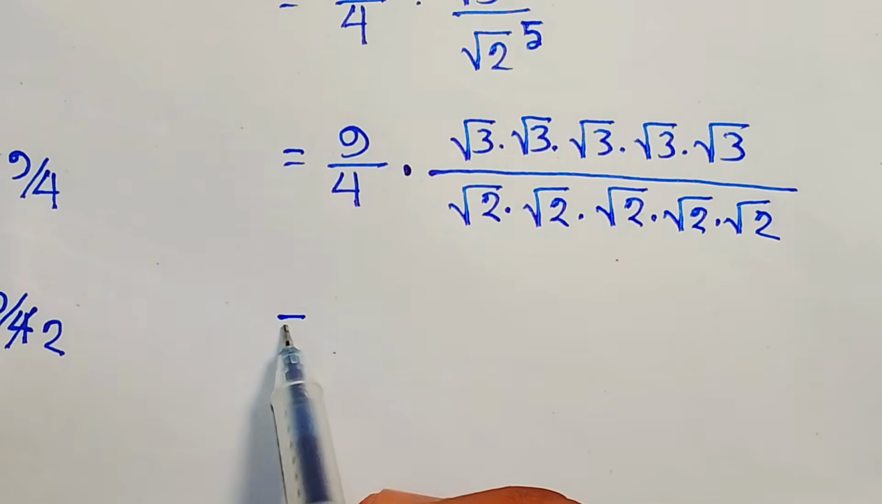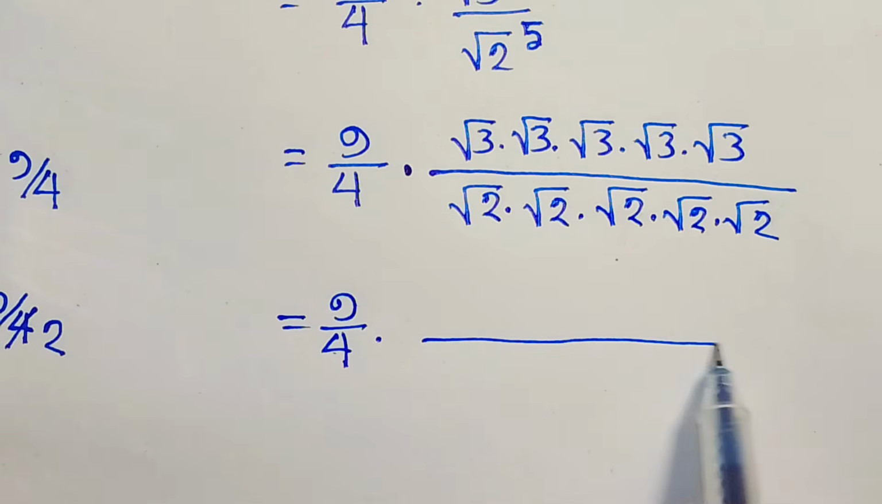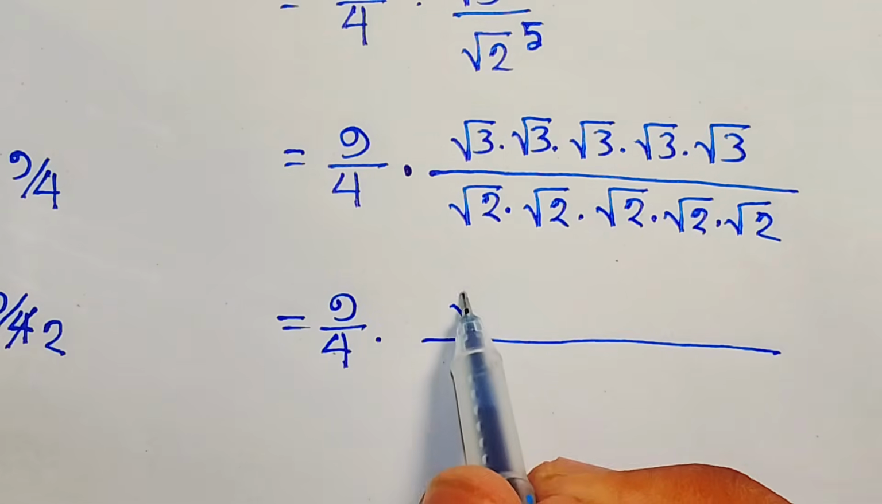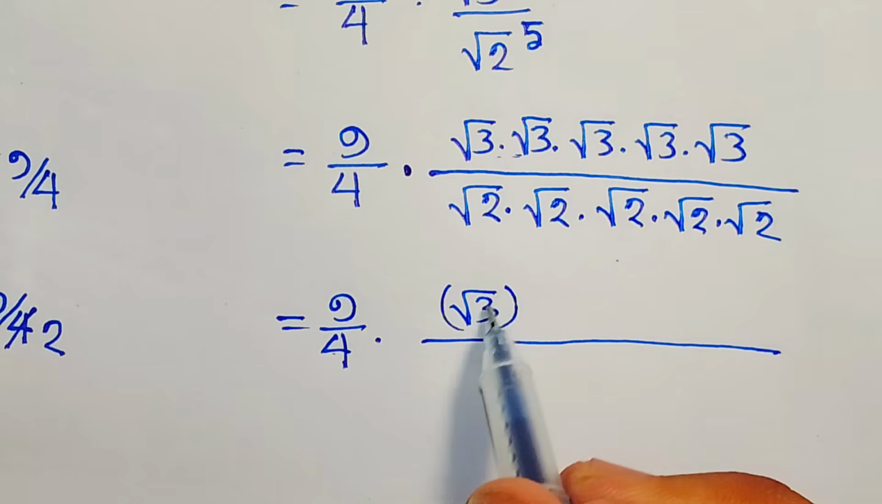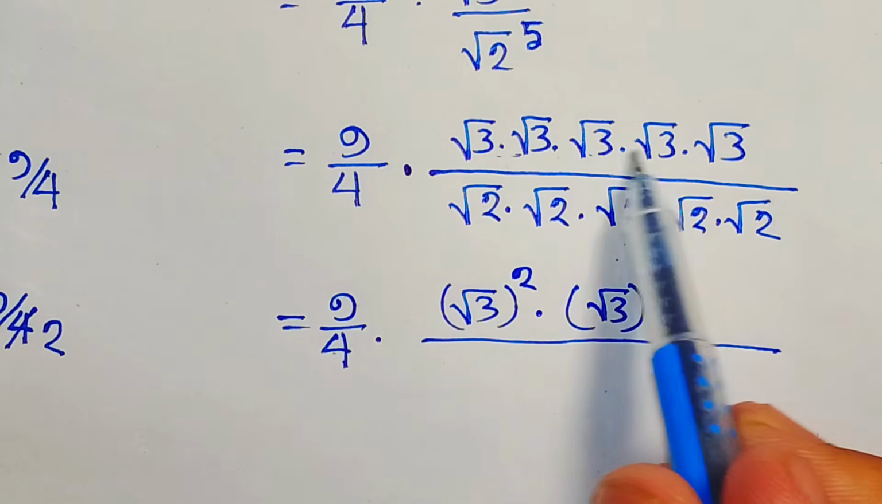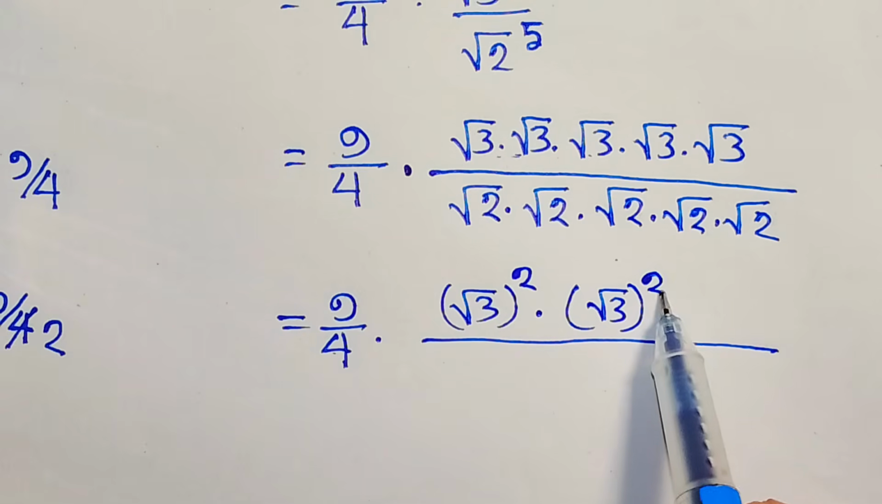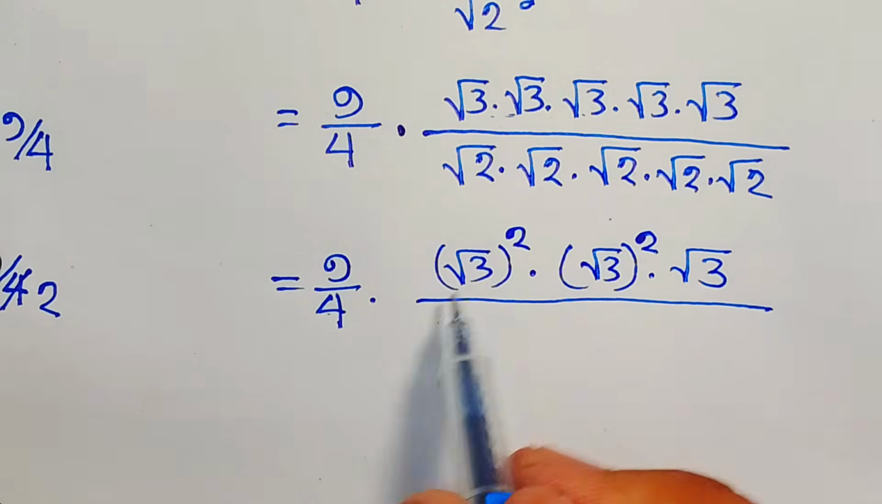After that, the equation will be 9 divided by 4 times root over 3 to the power 5 divided by root over 2 to the power 5. This root over 2 will be squared times root over 2. This root over 3 will be squared times root over 3, and this single will be here, just single.